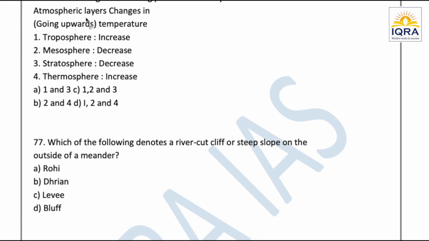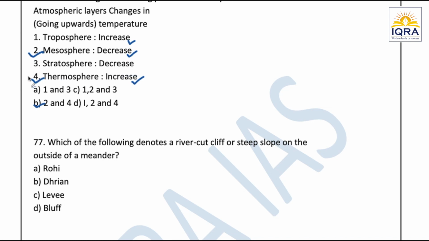Which among the following pairs are correctly matched? Here some atmospheric layers are given along with their temperature changes. You have to correctly match them. Troposphere, temperature increases. They are saying mesosphere decrease, stratosphere decrease, thermosphere increase. Okay, so I tell you, actually in the troposphere it does not increase, it decreases. Mesosphere, yes, it decreases, so it is correct. Stratosphere, it increases, so it is not correct. Thermosphere, it increases, so it is correct. So ideally option B, that is 2 and 4, are only correctly described, and troposphere and stratosphere are incorrectly mentioned here, right?